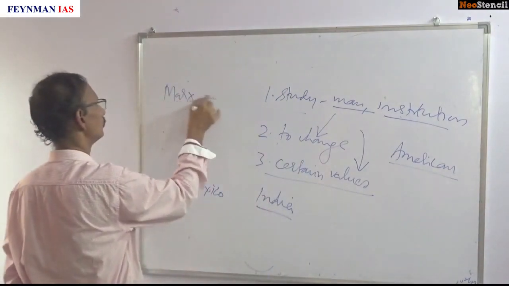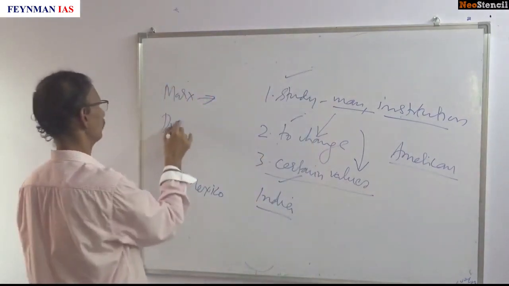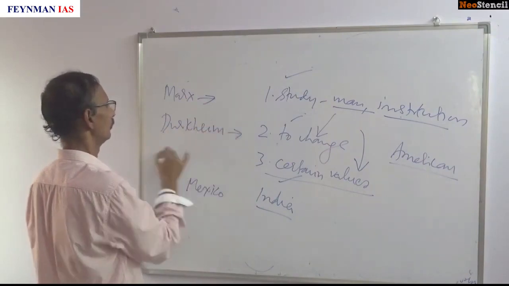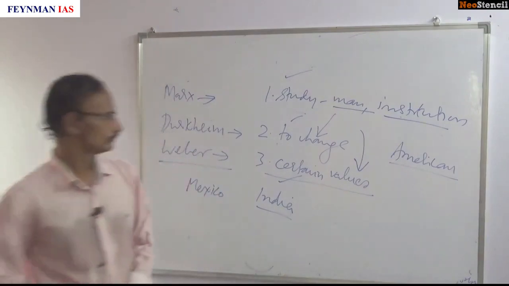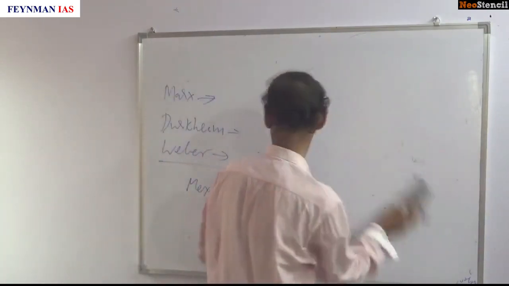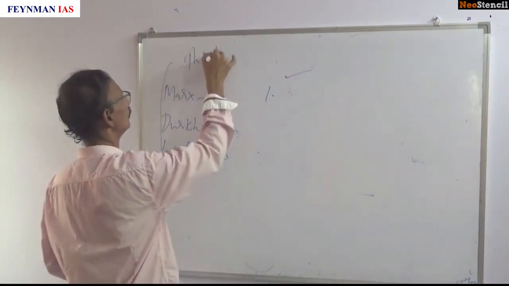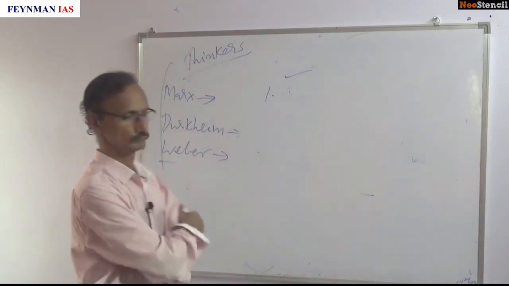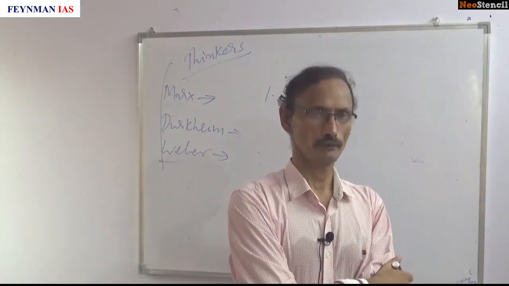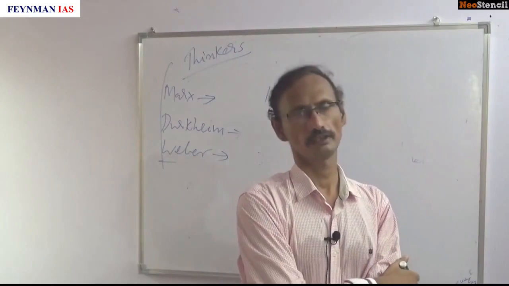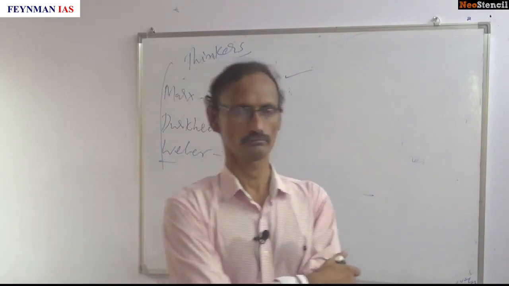Marx said something about this. Durkheim, Weber. So let us call them thinkers. These thinkers looked at the world around them and also the past in a particular way, and proposed certain kinds of future.